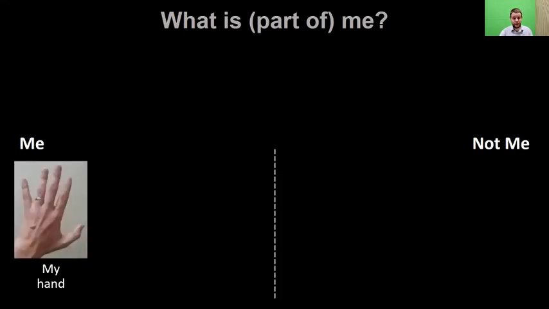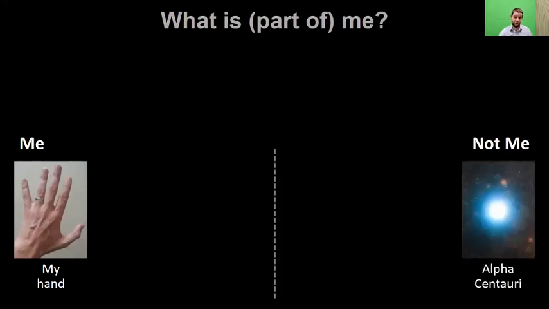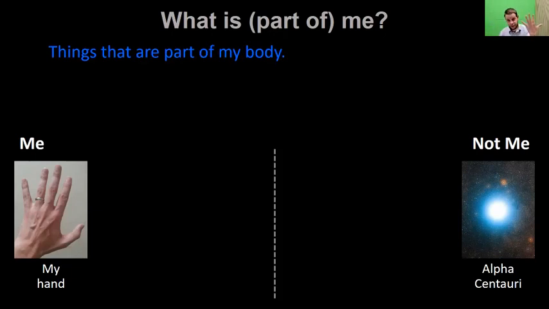I know myself well, okay? My hand, there you go, that's my hand. It's part of me, good. Alpha Centauri, way out there somewhere, is not part of me, right? We can do this game, this is easy. Okay, and so I can come up with a rule, things that are part of my body. My hand is part of my body, Alpha Centauri is not part of my body, we're good to go.